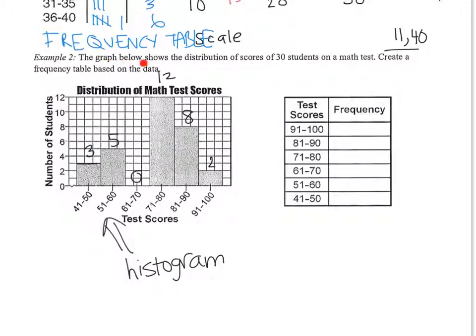The table below shows the distribution of scores of 30 students on a math test. Create a frequency table based on the data. For frequency, we need to have a number right here. How many students scored 91 to 100? 2. So write 2. How many scored 81 to 90? 8. 71 to 80, 12. 0, 5, and 3.